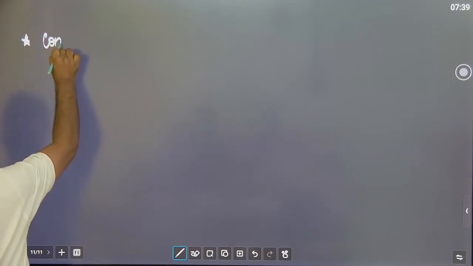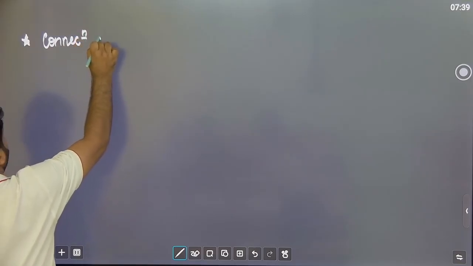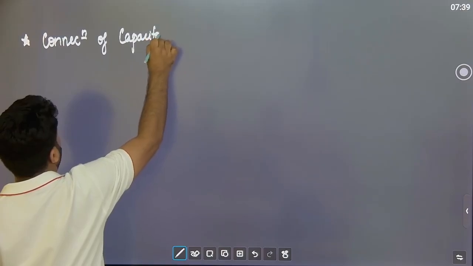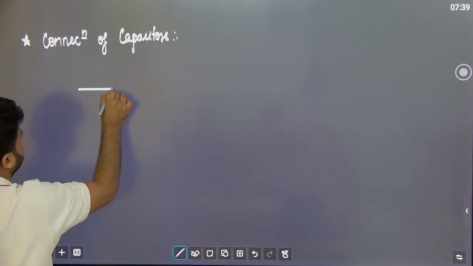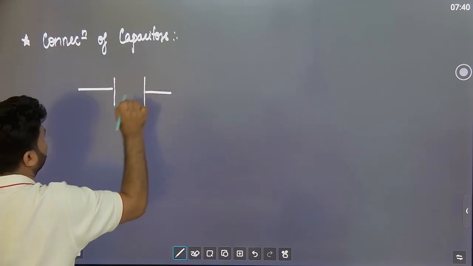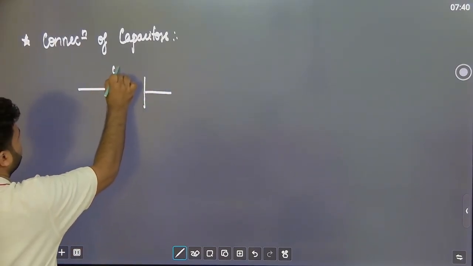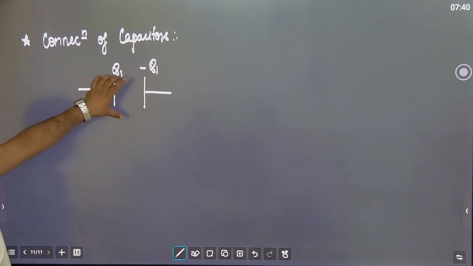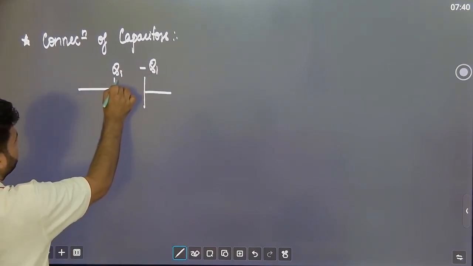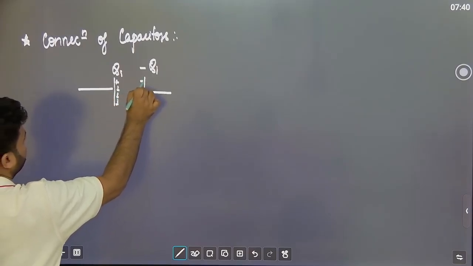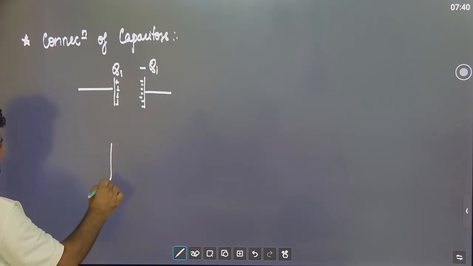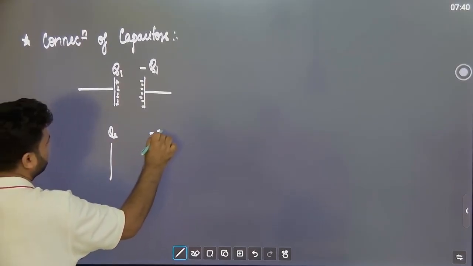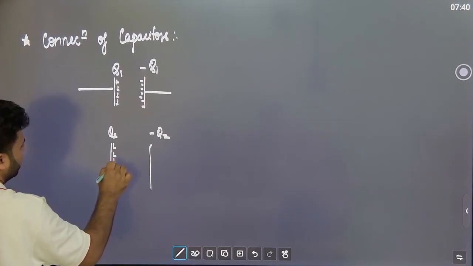Connection of capacitors. Suppose there is one capacitor which you have already charged. Suppose the charge is Q1, like this. This is the positive plate, this is the negative plate. There is another capacitor, also already charged. Its charge is Q2, minus Q2. This is the positive plate, this is negative.